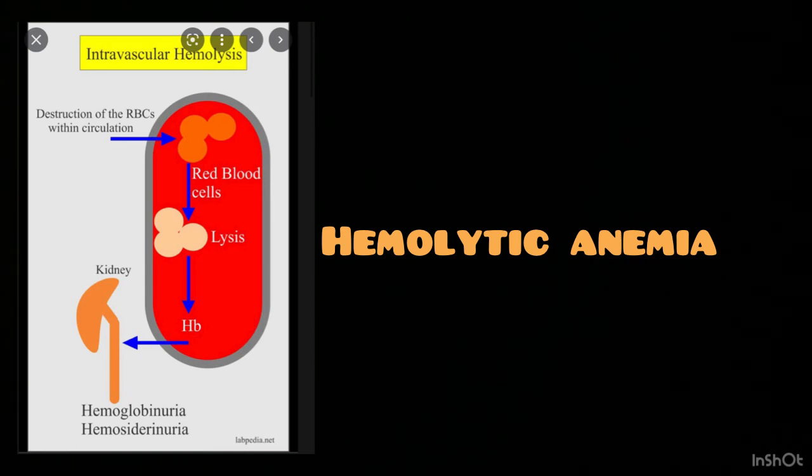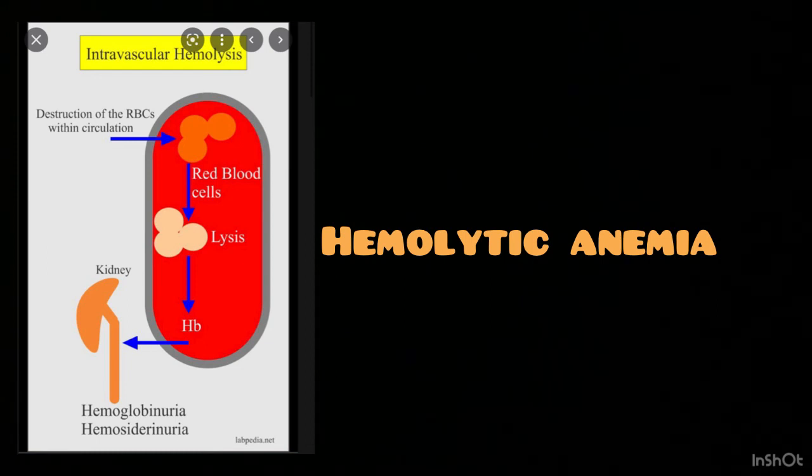hyperbilirubinemia. That's because your hemoglobin is being broken down to heme, and then you're going to get more and more bilirubin produced, which is going to lead to hyperbilirubinemia, which can deposit in the gallbladder, leading to gallstones. So those 4 or 5 are key characteristics of intravascular hemolysis.